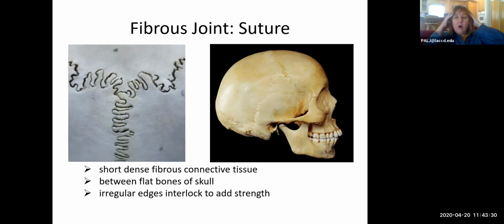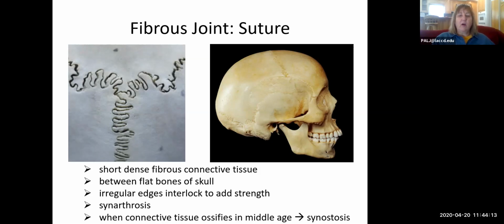And so the sutures only connect the flat bones of the skull with each other, and they have these irregular shapes. It's not a line, as you can see, it's very zigzaggy. And those irregular edges add strength to this. Okay. So knowing this, which functional class are you going to put this? Is it going to be freely movable? Is it going to be slightly movable, or is it going to be immovable? That's right, it's immovable. It's a synarthrosis.